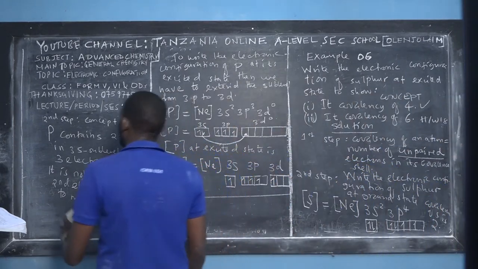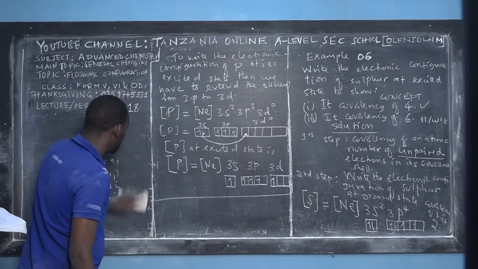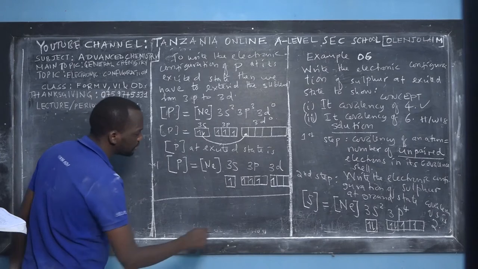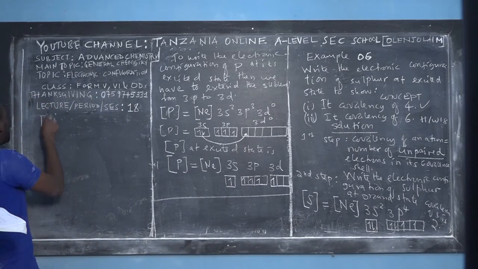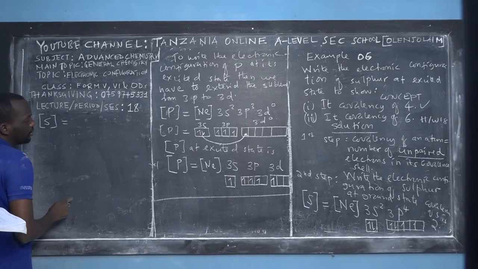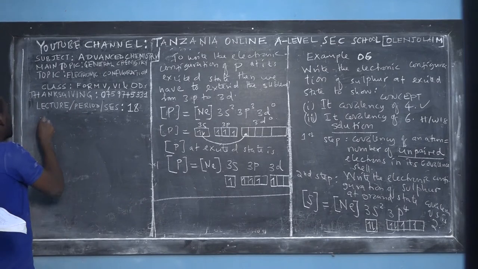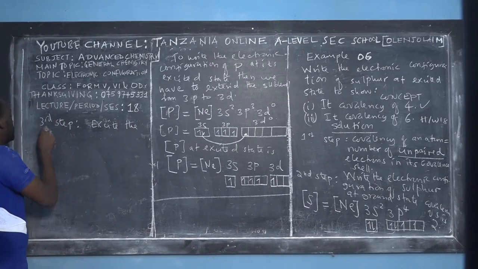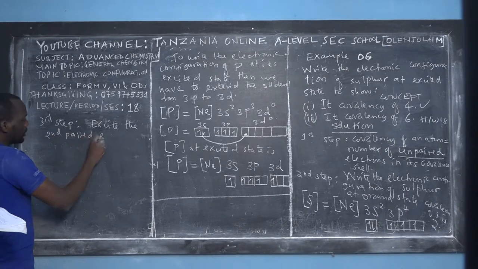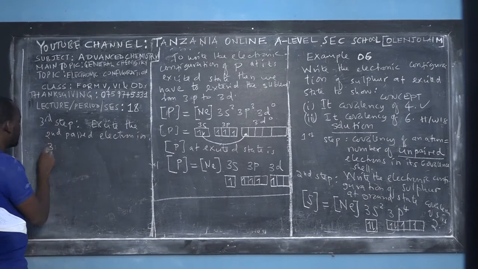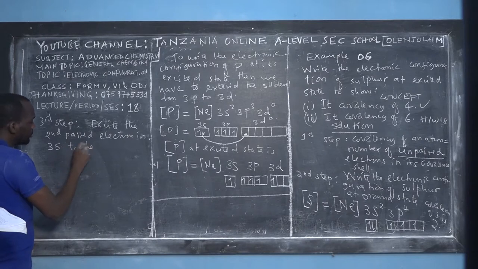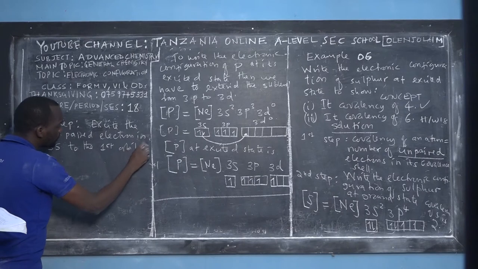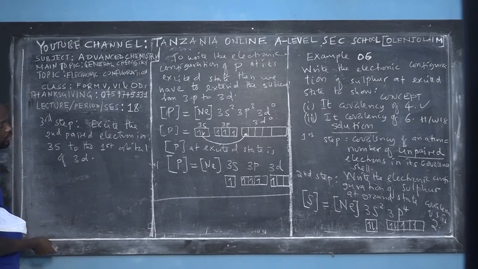So to achieve a covalence of 4, what should you do? It means that you should allow paired electrons to be excited. So the electron configuration of sulfur at the excited state: we excite the paired electron, the second paired electron in the 3s sublevel, to go to the first orbital of 3d, as we did in the case of phosphorus.